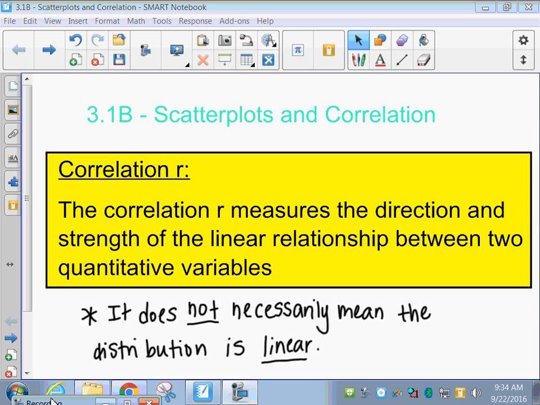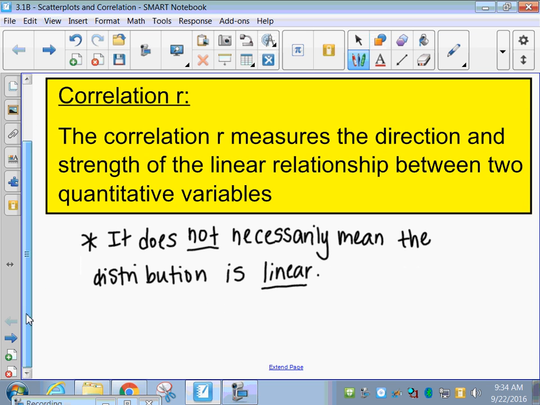All right, so correlation R we're talking about today measures both strength and direction of the linear relationship. It does not necessarily mean the distribution is actually linear. So you have to look at the scatter plot, all right? So raise your hand if you guys remember anything about R. Like, what do you guys remember about R?